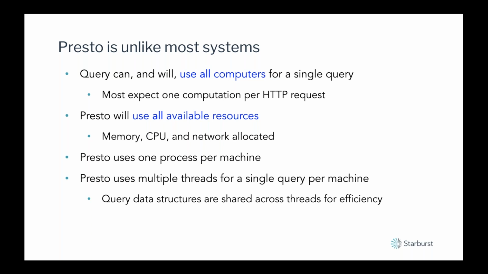So the first most important thing is that Presto is a distributed computing engine. This means that when you run a query, we're going to try to use all the computers because we want as much resource as possible to finish the queries as quickly as possible. Most people have worked on systems where there's one computation per HTTP request. I'm going to generate one web page. I might do 10 queries to generate that web page or hit a bunch of caches. Well, in Presto, we're going to use all the computers in the cluster and do one computation.